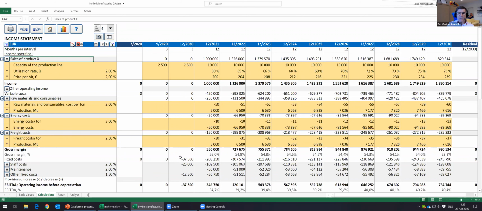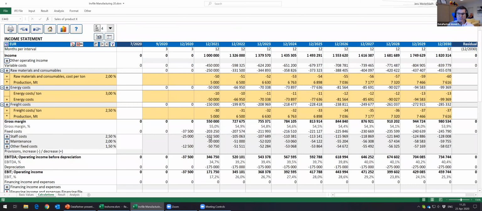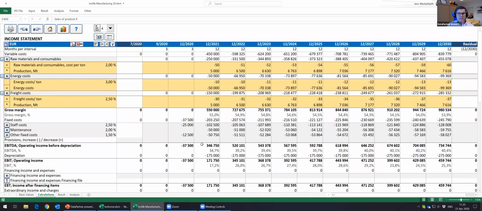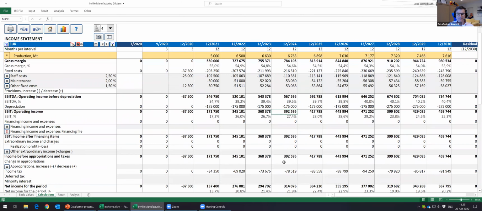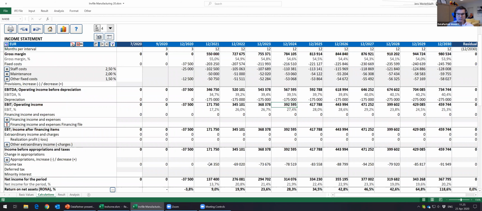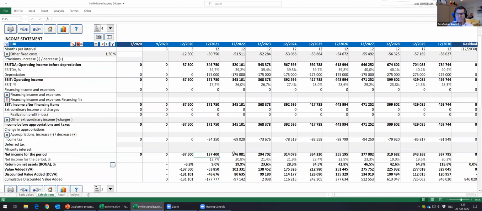Okay, so let's see. We have a good, healthy income statement, we have big gross margin, good EBITDA, operating income before depreciation, there are depreciations, and we have the EBIT, operating income, some 400,000, and we make profits, so we pay taxes, and the profit is also looking good. But still, we don't know if it's a feasible investment or not, if it's profitable.